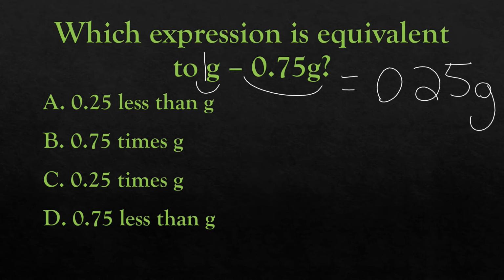Let's see. Oh, my little pointer didn't show. There we go. Those don't quite look like my answer, so let's go through them. A says 0.25 less than g. Is that what that means? Nope, not that one. 0.75 times g? No, that's what this part of the question looked like, so that's not it. 0.25 times g? Absolutely.